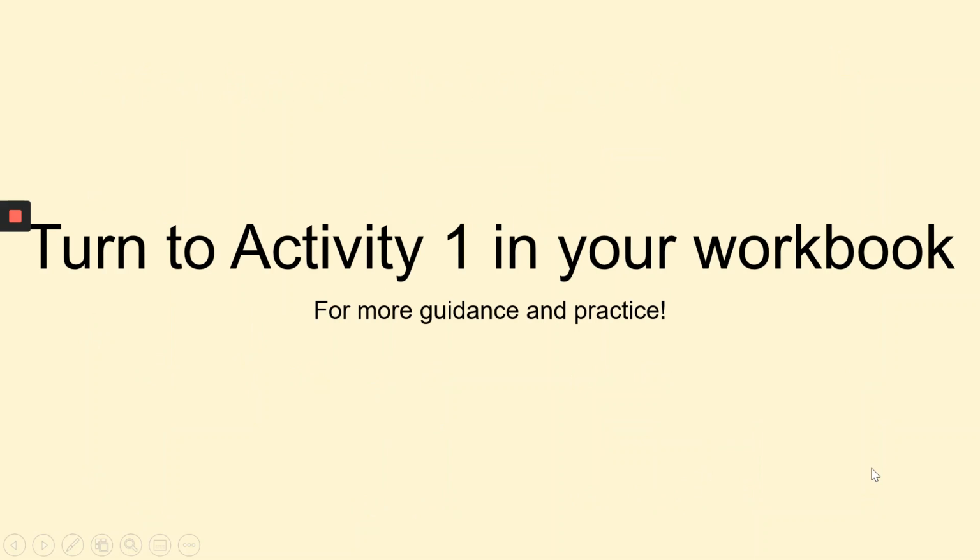This brings us to the end of our work on semiquavers. From semibriefs to semiquavers, you now have a full range of notes to create rhythms as slow or as fast as you like. Now turn to activity 1 in your workbook. For more guidance and some more practice, once you have completed that activity, load up the second video and we'll start working on time signatures.